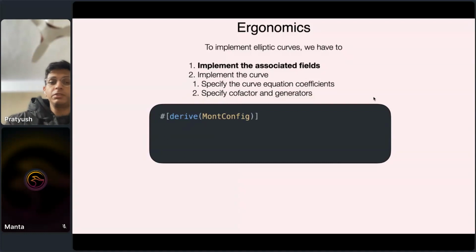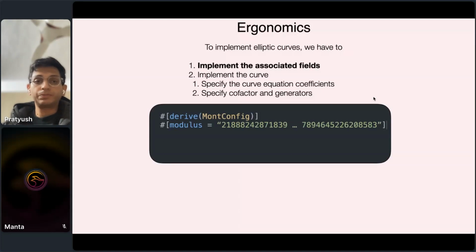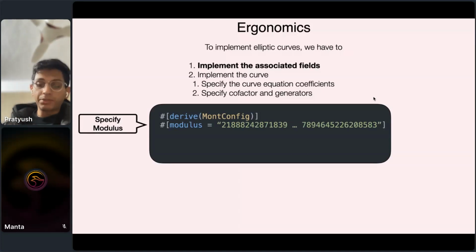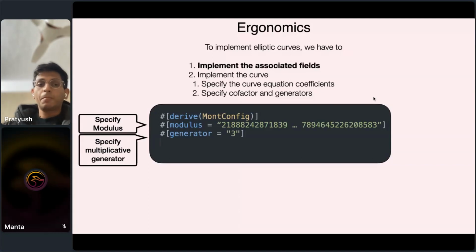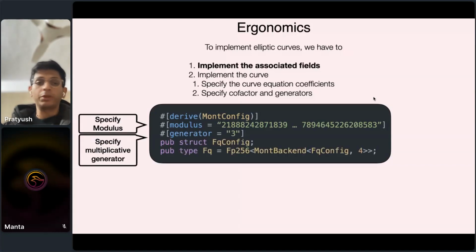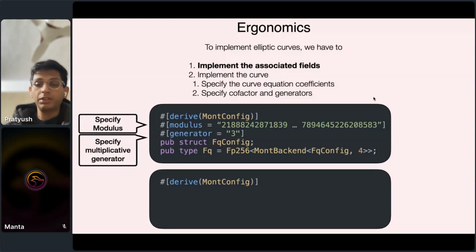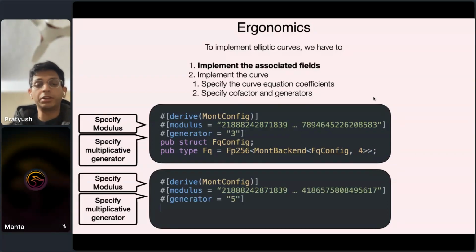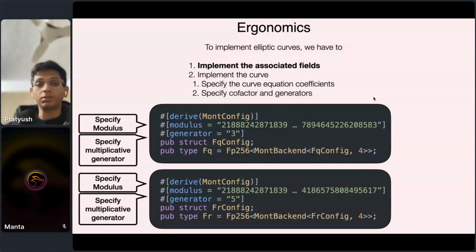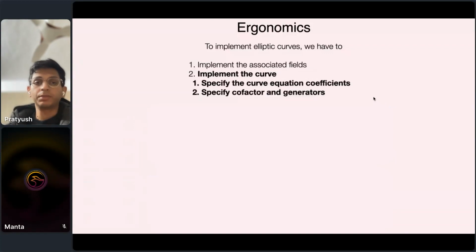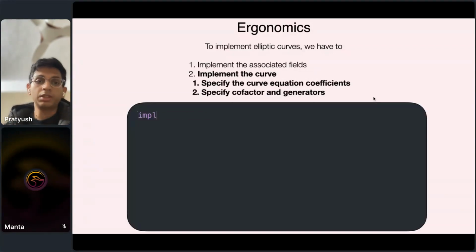To implement the associated fields, we'll take the example of the BN254 curve, right? To implement the base field for the curve, we just specify what the modulus is, specify the generator, and then with a little bit more boilerplate, we're done. Same thing for the scalar field. We specify the modulus, the generator, and then a little bit of boilerplate, and we're done. This is all it takes to specify the fields which define the G1 of the BN254 pairing-friendly group. Okay, so how do we now implement the curve itself?